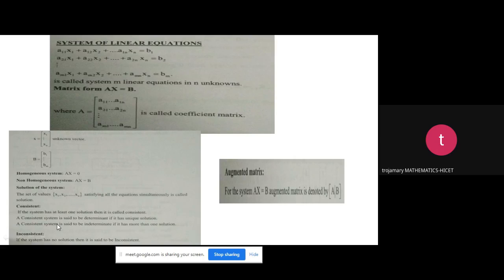Then consistent: if the system has at least one solution, then the system is called consistent. A consistent system is said to be determinate if it has a unique solution. A consistent system is said to be indeterminate if it has more than one solution. This is also important. Next, inconsistent: if the system has no solution, then the system is said to be inconsistent. These three points are very important.